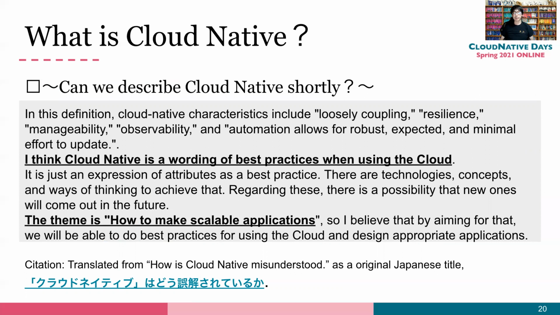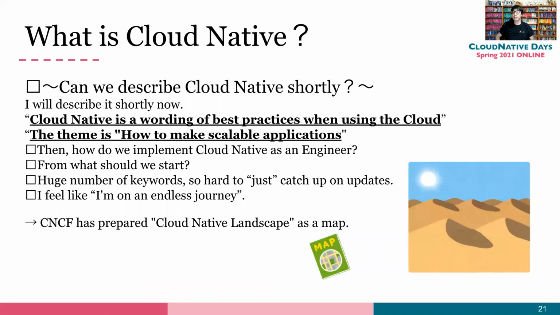I tried to describe cloud native shortly, and at that time I picked up an article originally written in Japanese. I cite it this time after asking the person who wrote this article, and it's okay to translate. In English, I translate it like this. So I will describe it shortly now: cloud native is a wording of best practices when using the cloud, and the theme is how to make scalable applications. For me, it's very easy to understand, and I can make it workable for my working place with these two phrases.